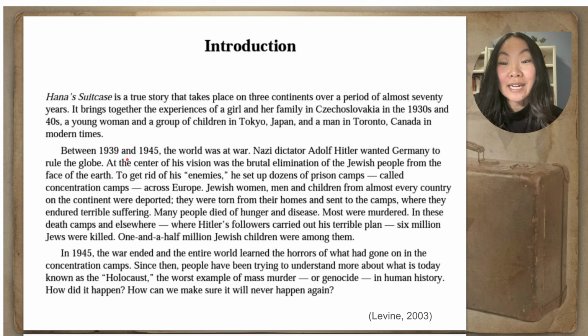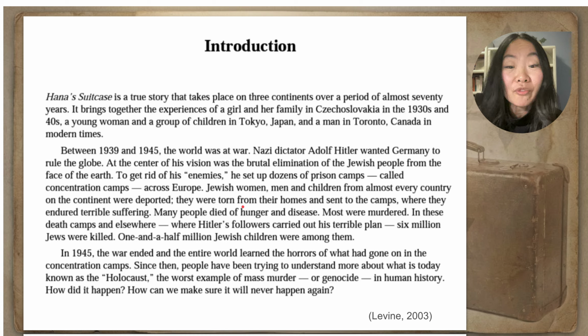Between 1939 and 1945, the world was at war. Nazi dictator Adolf Hitler wanted Germany to rule the globe. At the center of his vision was the brutal elimination of the Jewish people from the face of the earth. To get rid of his enemies, he set up dozens of prison camps called concentration camps across Europe. Jewish women, men, and children from almost every country on the continent were deported.